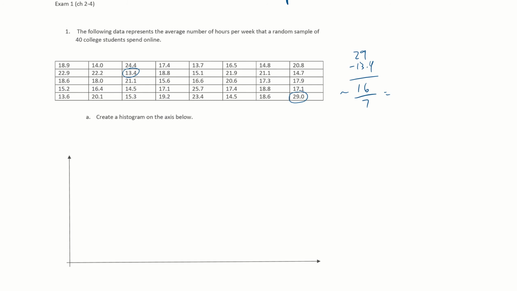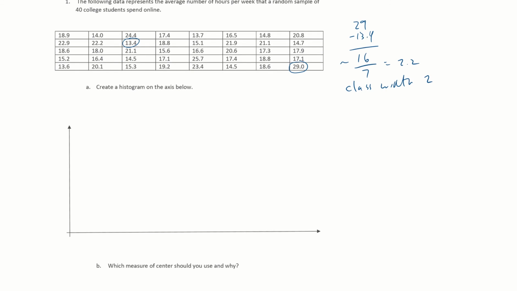So if I do 16 divided by 7, I get 2.2. So I made my class widths 2. Now you could make them 3 if you wanted. If you start making them bigger than that, then the data's clumped together too much. So here we've got hours online and number of students. And I'm going to start at 13 and just go by 2s: 15, 17, 19, 21.